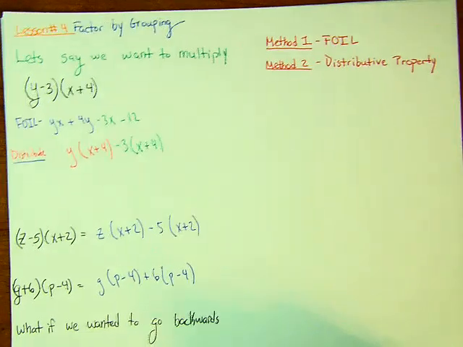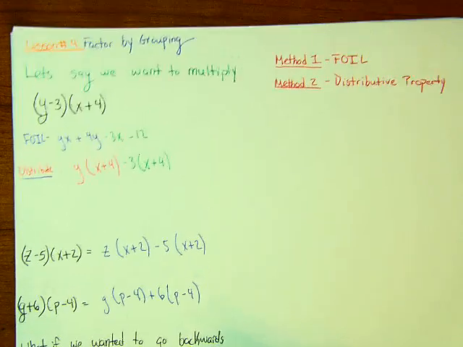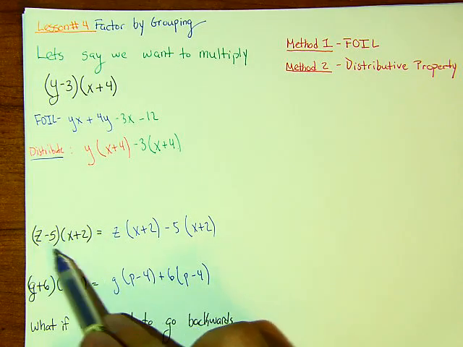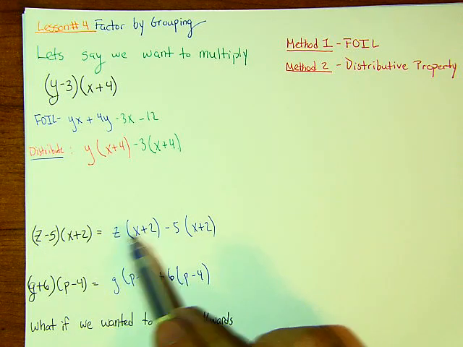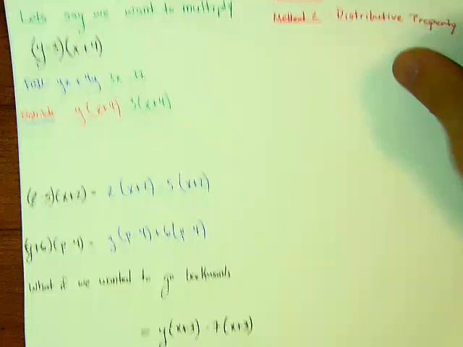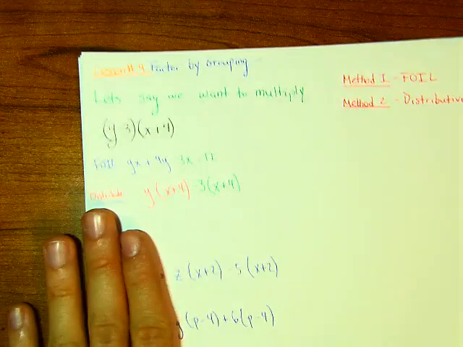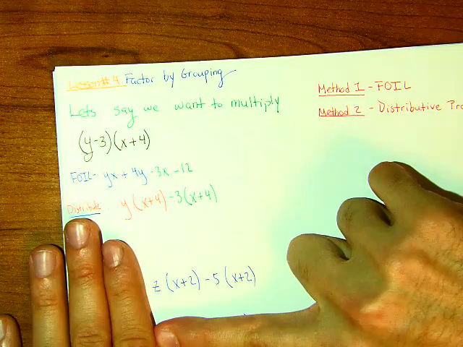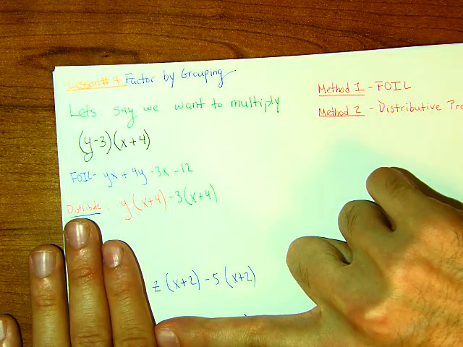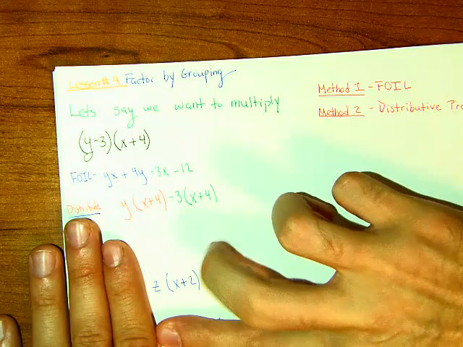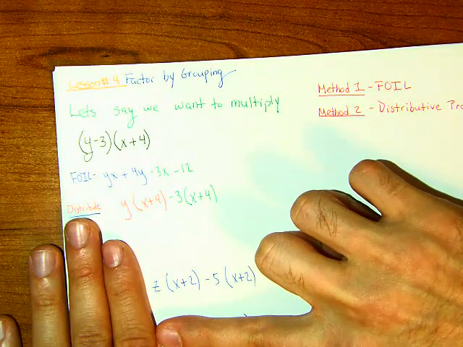Now, let's say, for example, we wanted to go backwards. So instead of doing this z times (x plus 2) and this negative 5 times (x plus 2), what do you think it would mean? Let's say if you just had this. What would be the two binomials that, when you multiply them, give you this?